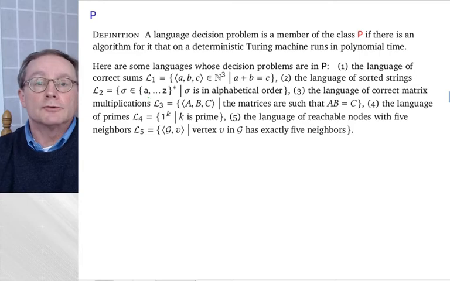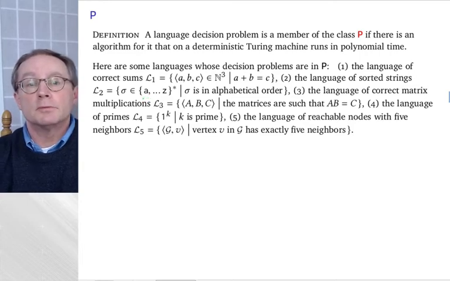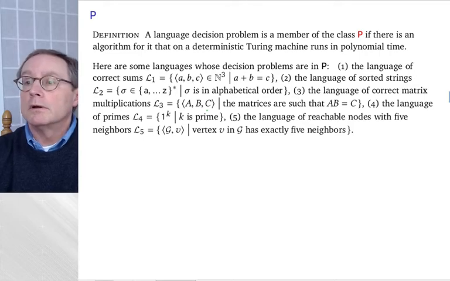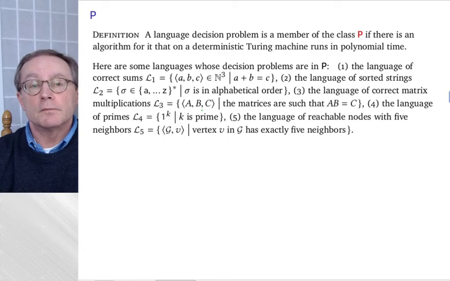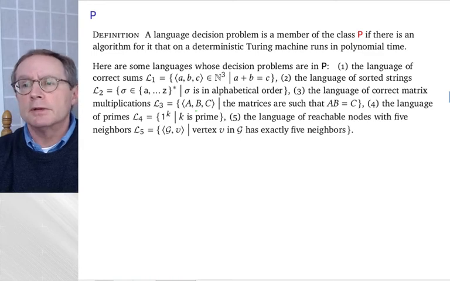Again, trying to impress on you that these are problems that you know how to do. The language of correct matrix multiplications. If I give you 3 matrices, A, B, C, is it the case that A times B equals C? And a person would say, well, how could that go wrong? Just like the 2 previous ones. Well, A, B, and C may be very big, so it could take a long time.